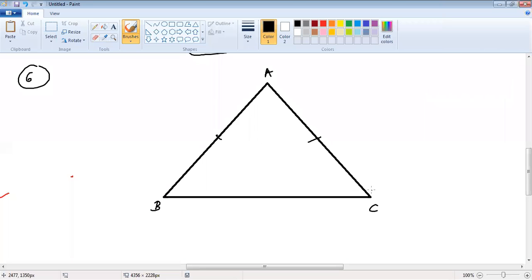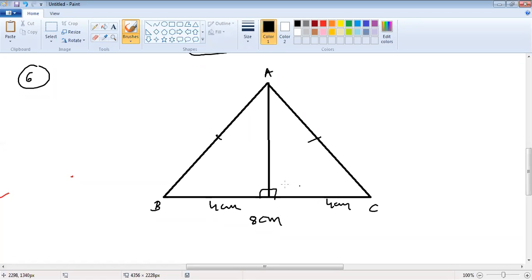And what else we have? Let's read this sum very carefully. ABC is an isosceles triangle with BC equal to 8 centimeters. We know one more property of an isosceles triangle. What is that property? If we draw this perpendicular, it divides the base into two equal portions. So this will become 4 centimeter and this will become 4 centimeter. This is the isosceles triangle property, students.